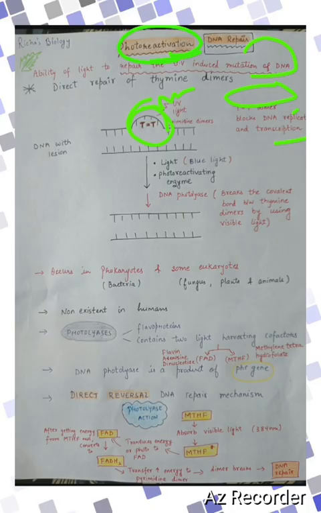So now, how to correct this TT dimer? We have to correct this TT dimer with the help of light. That's why it is called the photoreactivation mechanism. Mostly blue light is responsible here. And there is one enzyme here called photolyase enzyme, which breaks the covalent bond of the TT dimer by using visible light, right?